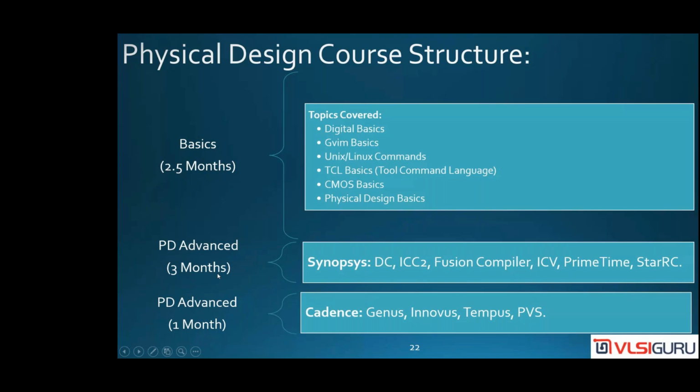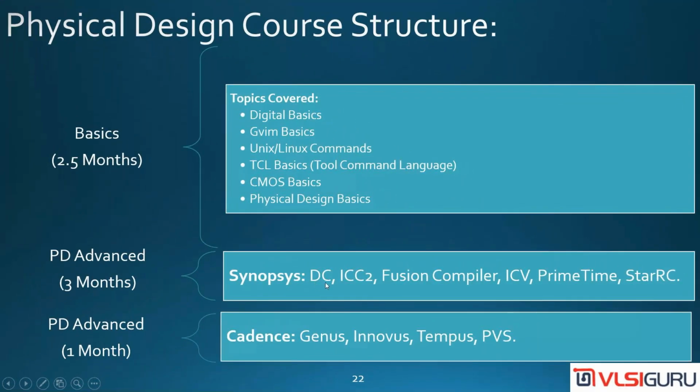So what tools do we use? DC. DC is Design Compiler for synthesis. ICC2 and Fusion Compiler for physical design. ICV is for physical verification. PrimeTime is for static timing analysis sign off. PrimeTime and StarRC. So these tools we use.